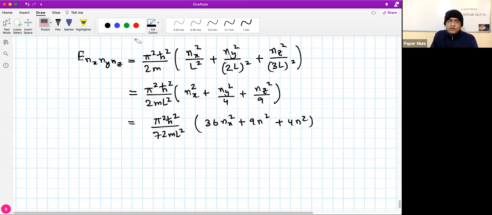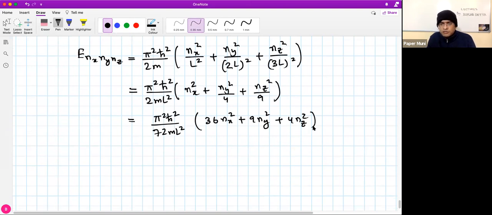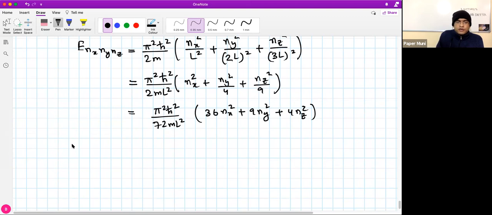Is this clear? We have just taken the LCM. Now you can see one thing. From here it becomes very clear which values to change to get us the next minimum energy. If you write down nx, ny and nz, you cannot change nx in any way. You have to keep the nx value minimum to keep the energy minimum.